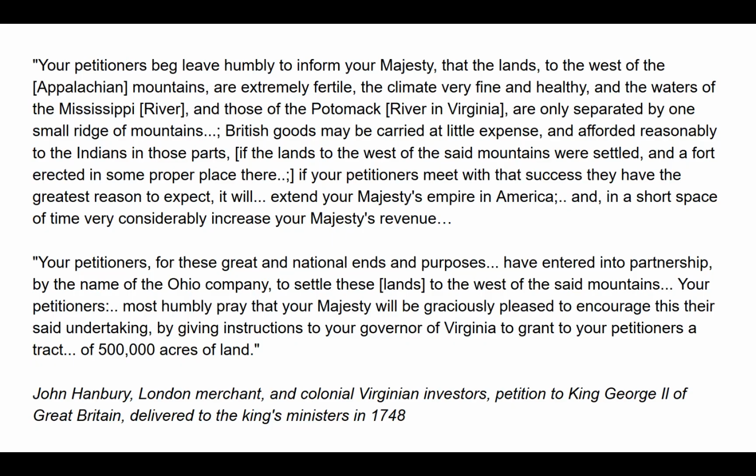Your petitioners most humbly pray that your majesty will be graciously pleased to encourage this, their said undertaking, by giving instructions to your governor of Virginia to grant to your petitioners a tract of 500,000 acres of land. John Hanbury, London merchant, colonial Virginia investors, petitioned to King George II of Great Britain, delivered to the king's ministers in 1748. Okay, so I think you can see what I did there.